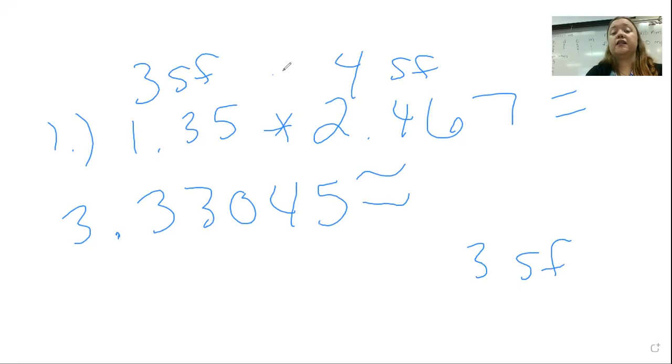So 3.33045. The first 3 digits need to be significant, and we look to the last digit to round, and the number to the right of the last digit to round. We round our answer to 3.33.